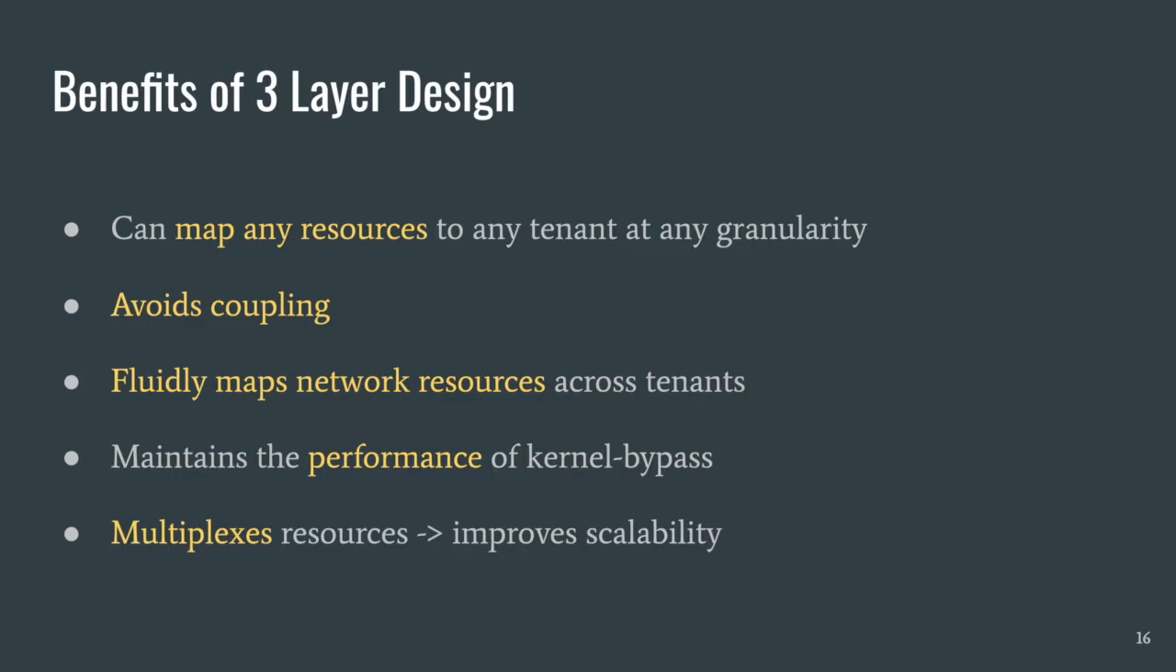By separating storage from functions, the structure avoids coupling. It must also be able to fluidly map network resources across tenants. It maintains the performance of kernel bypass by managing thousands of tenants and giving each tenant its own hardware virtualized access to the network card. Shredder's separated network layer takes care of multiplexing the resources and thereby achieves scalability. Now let's look in depth at the storage layer.